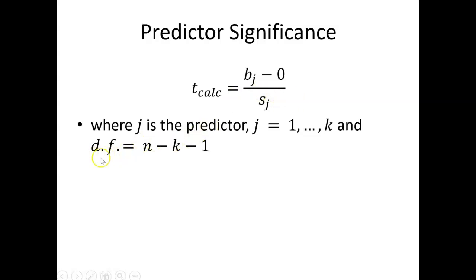And the degrees of freedom for this t-test is equal to n minus k minus 1, but generally we think about the critical values for the t in regression analysis with large samples at the z-score cutoffs. So at alpha equals 0.05, or the 95% confidence level, the t critical value is 1.96.